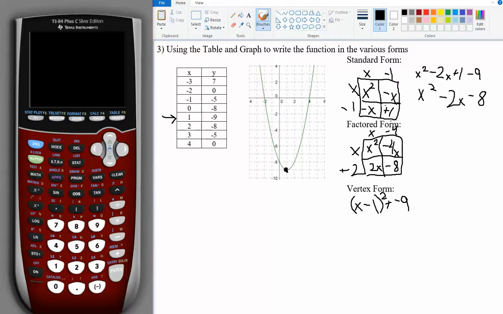So our factored form, factor on top, x minus 4. And our factor on the side of our box, x plus 2. And there are all 3 of your forms.